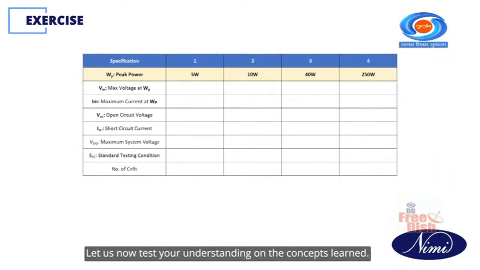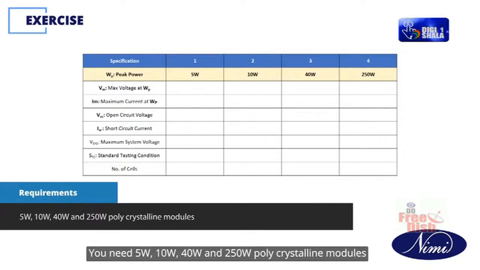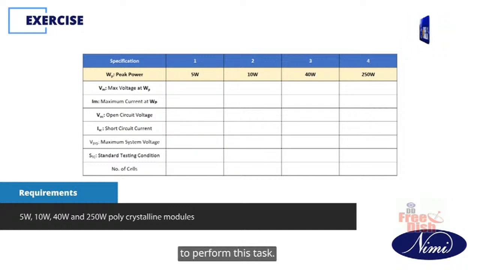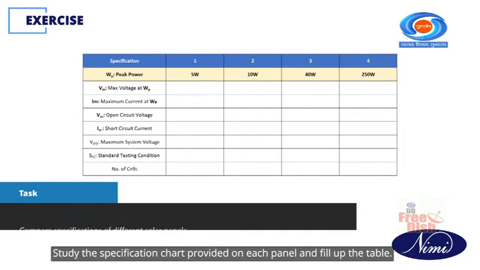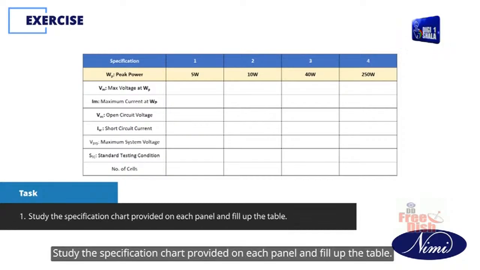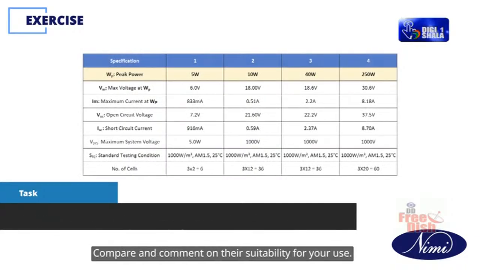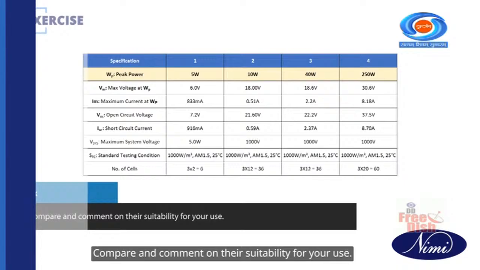Let us now test your understanding of the concepts learned. You need 5 watts, 10 watts, 40 watts and 250 watts polycrystalline modules to perform this task. The task is to compare the specifications of different solar panels. Study the specification chart provided on each panel and fill up the table. Compare and comment on their suitability for your use.